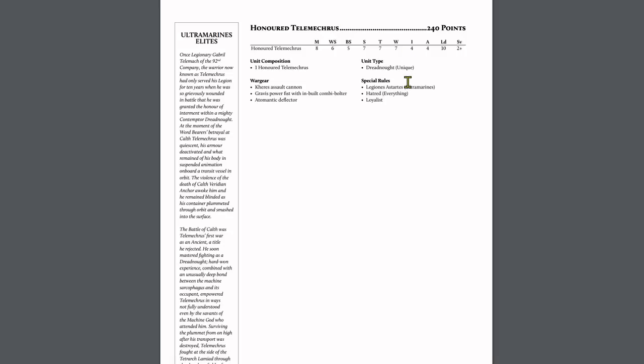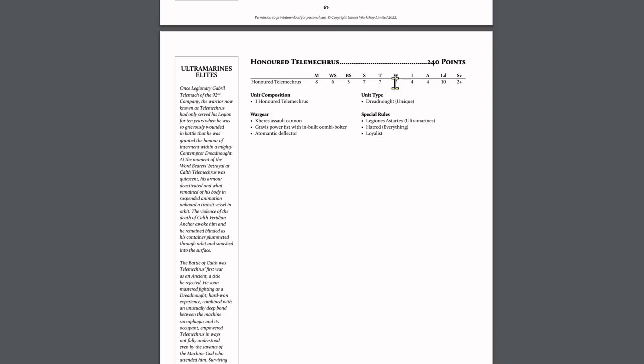Honoured Telemachus, he's a Dreadnought. He's got weapon skill 6, again, which is great. Wounds 7, so he's +1 wound, which is also really good. And he's also got the Hatred special rule as well. And for those buffs, he pays 240 points.